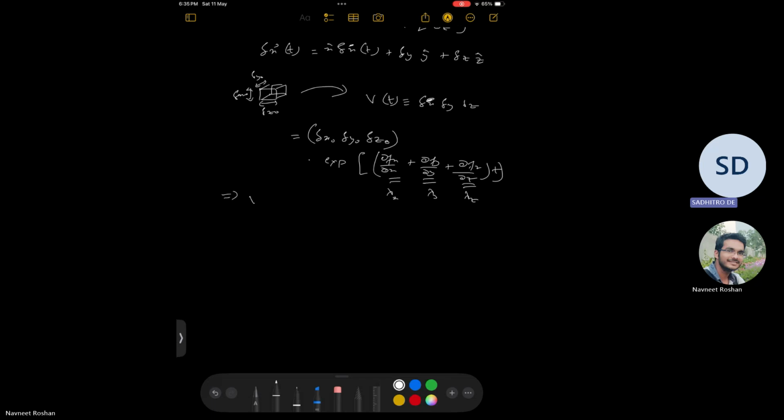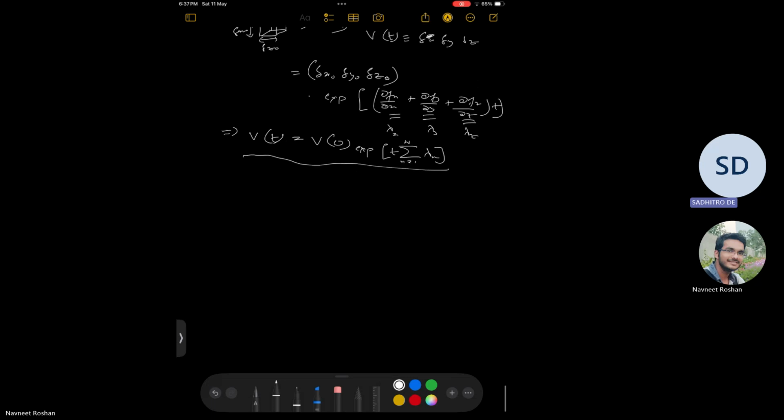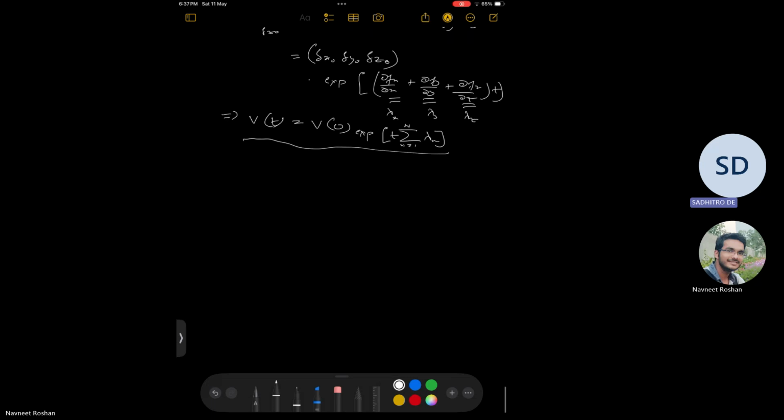So essentially what we get is that P at time t is equal to P at t0 into exponential of the summation over the Lyapunov exponents into time t. This is what the volume expansion, or the rate of change of volume, looks like. You see that the rate of change of volume always depends upon the sum of the Lyapunov exponents.